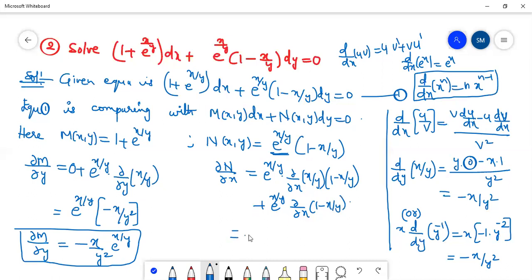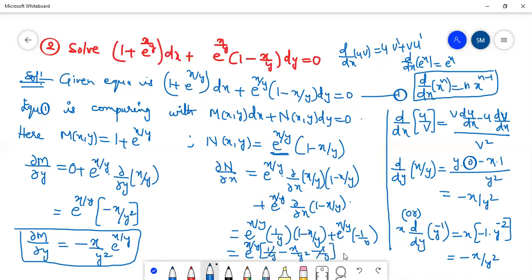It is equal to e^(x/y). Here the derivative of x/y with respect to x: the derivative of x is 1, and 1/y is a constant, so it is 1/y into (1 - x/y), plus e^(x/y) into the derivative of 1, which is 0, and the derivative of x, which is 1, so it is -1/y. Taking e^(x/y) common from these two terms, the remaining is 1/y times 1 is 1/y, minus x/y², minus 1/y. The 1/y and -1/y cancel, so we get -x/y² e^(x/y).